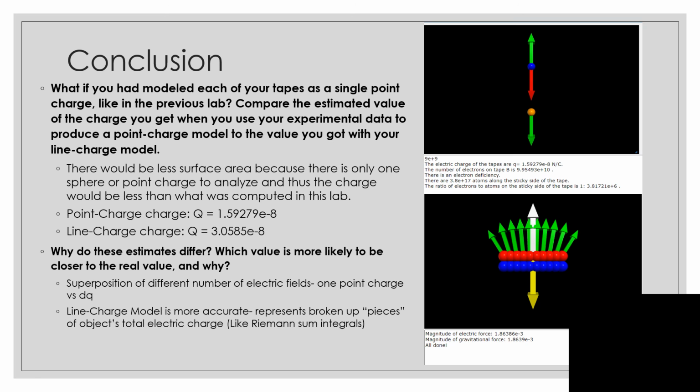And 2, these estimates differ because the point charge is only one aspect or term of superposition, which is a method of calculating electric field through the sum of different electric fields of different point charges. When we used the line charge model, we were dealing with multiple point charges, where the electric charge of an object is distributed through all the created point charges, dq. The line charge is more likely to be closer to the real value because it can more accurately represent the area of an object as it represents broken up pieces of an object's total electric charge. This is similar to the Riemann sum integral concept, where the smaller the distances are, the more accurate the approximations are.